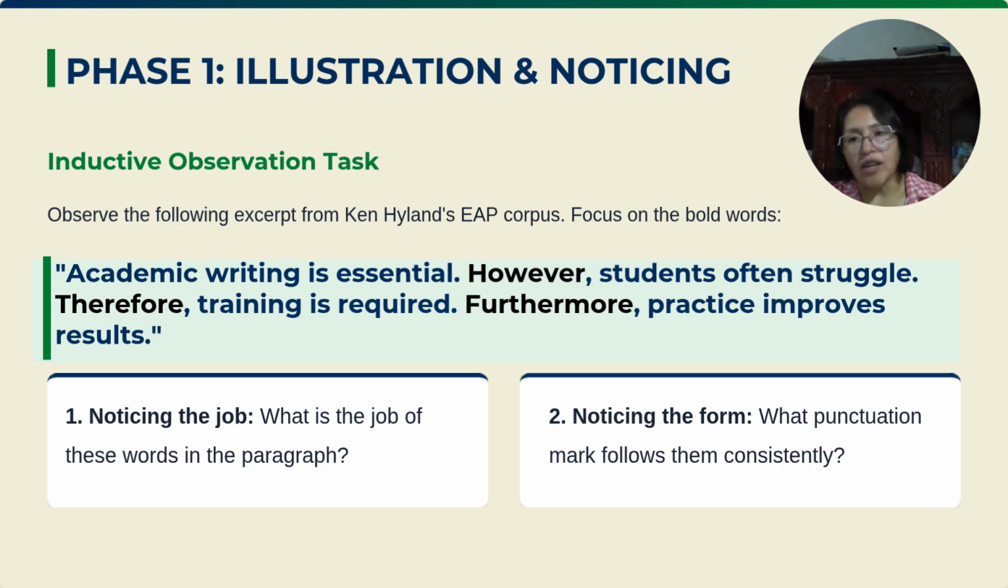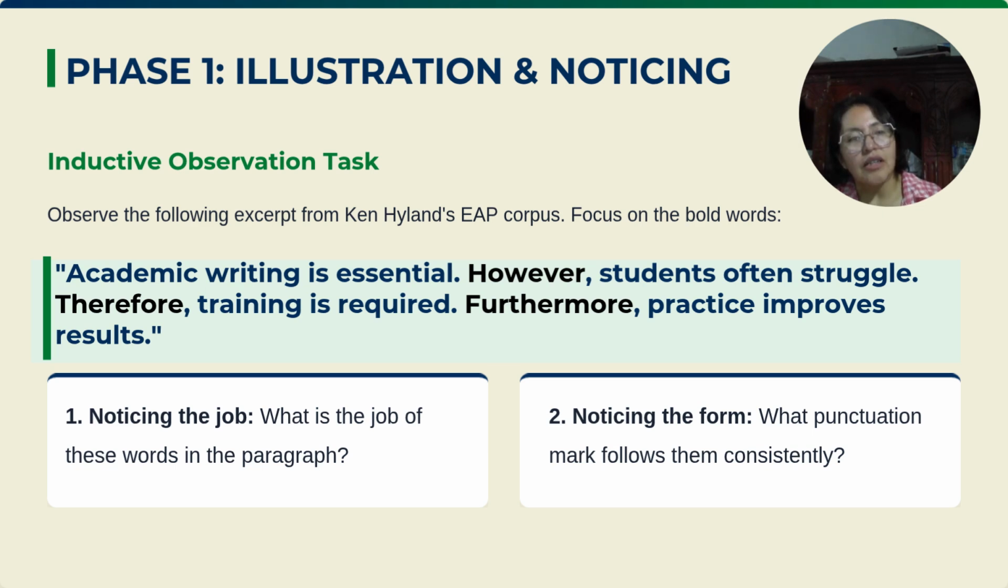Welcome to phase 1, illustration and noticing. Let's start our class example with this inductive observation task. Please observe the short academic text and focus on the bold words: however, therefore, furthermore. To find the linguistic patterns, let's look at our questions.